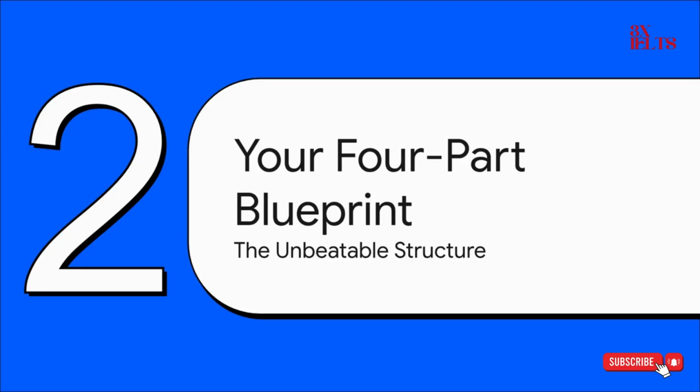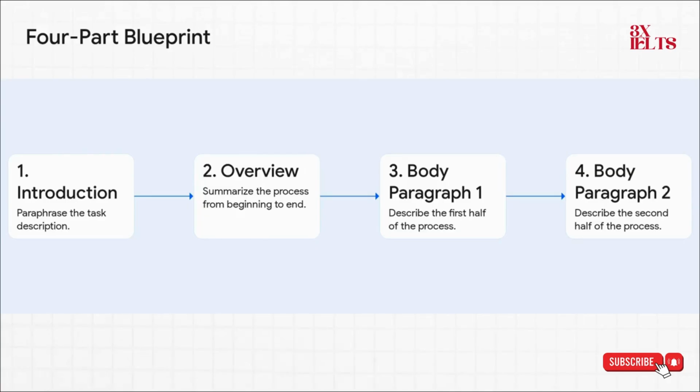Seriously, think of this as your secret weapon. It's a simple, repeatable structure that will organize your thoughts and your essay every single time. And here it is. It's just 4 parts. That's it. First, a quick introduction where you just rephrase the question they gave you. Second, a short overview that summarizes the whole process from start to finish. And then you just split the diagram in half. Body paragraph 1 describes the first half, body paragraph 2 describes the second half. This structure works for any process chart they can throw at you.